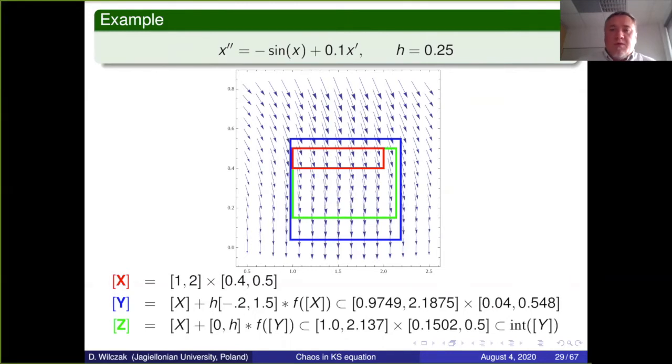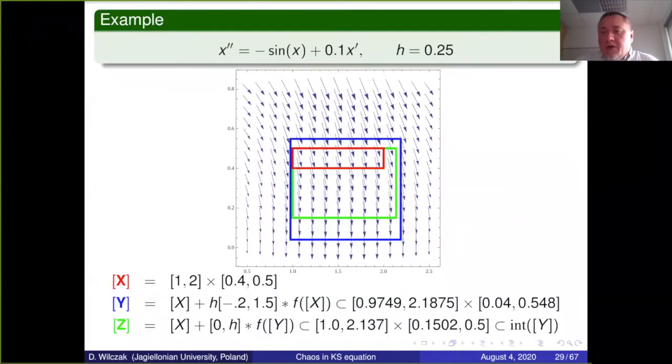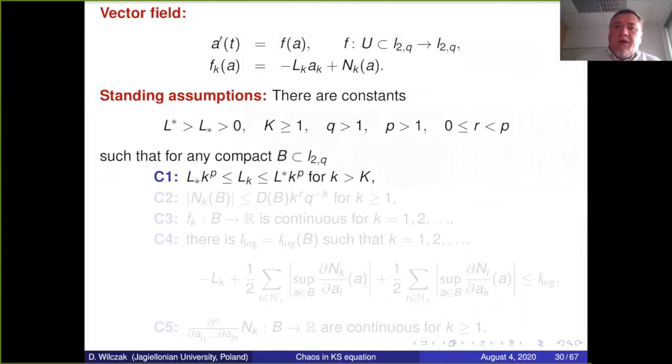Of course, this is the worst method for finding an enclosure. We have also higher order enclosure methods that perform better. Okay, so I'm going to switch now to infinite dimensional settings. So we have a vector field, which is defined on some subset of L2Q. By L2Q, I mean the subset of L2, which consists of these geometrically decaying sequences with constant Q.